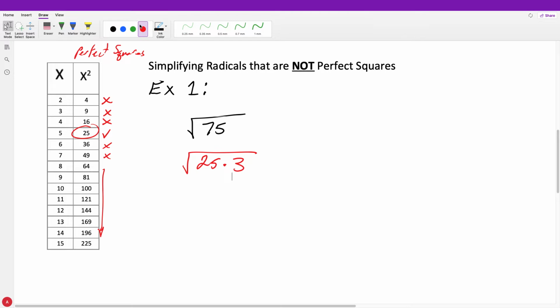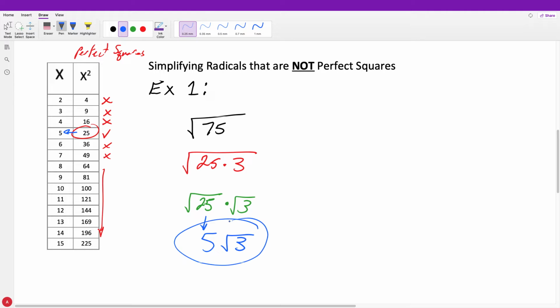So remember, our goal was to see, can any of these perfect squares go into that number? Once I identify that, I'm going to look at them as their own square roots. And remember, these are being multiplied: the square root of 25 times the square root of 3. Well, the square root of 25 based on my chart is 5, so I can rewrite this and simplify it as 5. And since I know that 3 is not a perfect square, I can't take the square root of it and get a whole number. That's going to remain inside of its radical, and this is now 5 times the square root of 3. So the square root of 75 is equal to 5 times the square root of 3.